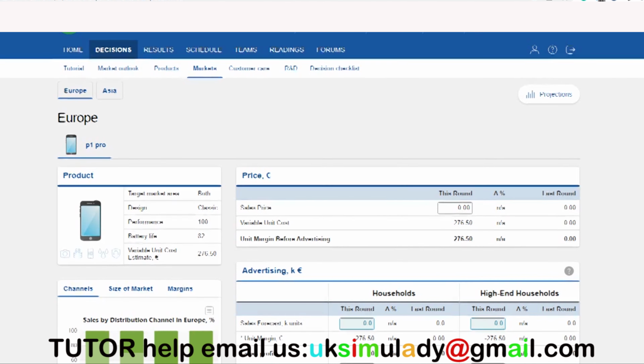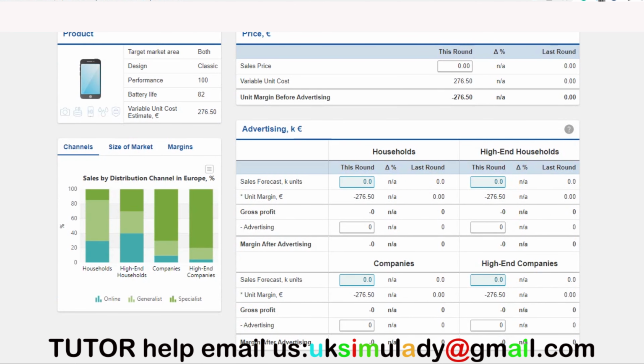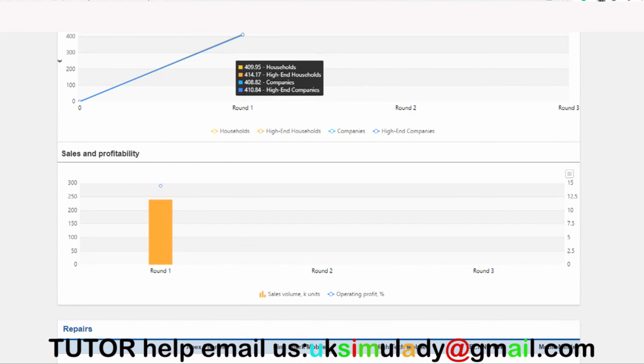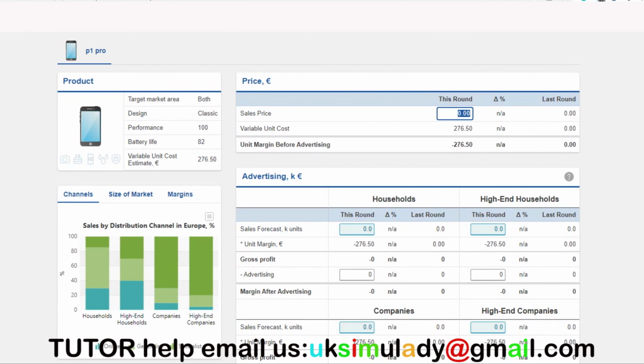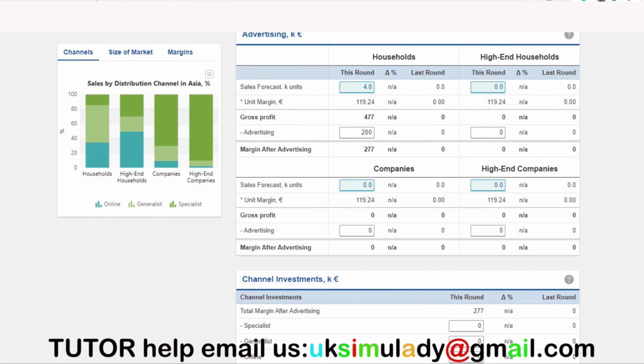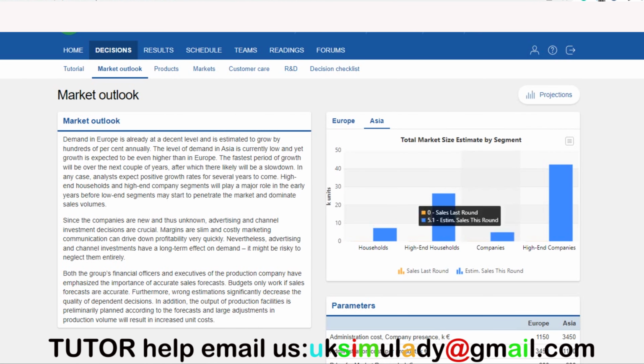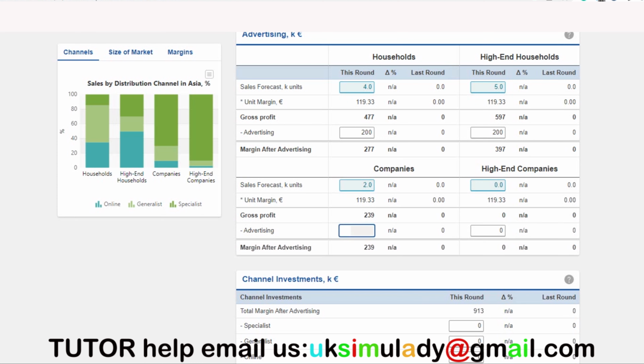To get the right information about price, it's important to go to Results, then Europe Overview or Asia Overview. This section will show prices charged for different products and thus will help you in deciding how much to charge for your product. Based on the results of previous rounds, we offered our product P1 Pro at a price of €400. From the previous round results, we have also estimated our sales forecast for households to be 4.0. Similarly, for high-end households, we've estimated it to be 5.0. For companies, 2.0, while high-end companies 8.0.